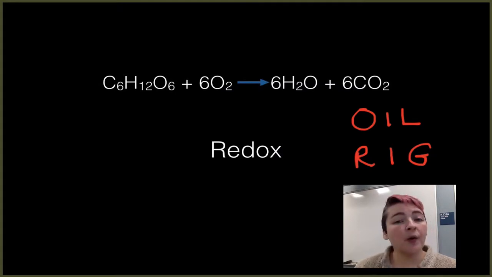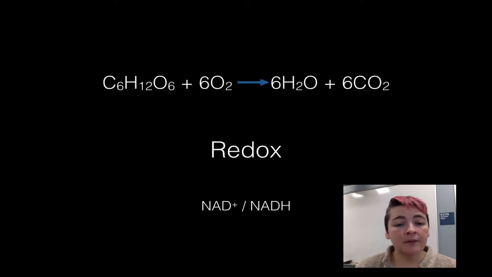The other thing that I want to go over before we get into respiration are electron carriers. Electron carriers are molecules that pick up hydrogen electrons and shuttle them from one process to another. NAD is the oxidized form, NADH is the reduced form. FAD is the oxidized form, FADH2 is the reduced form.